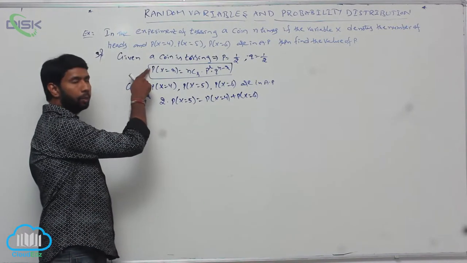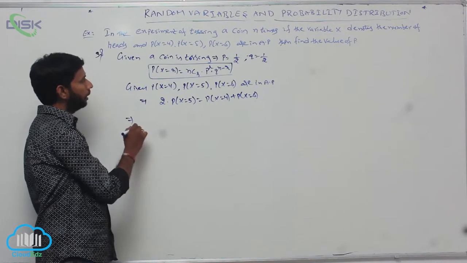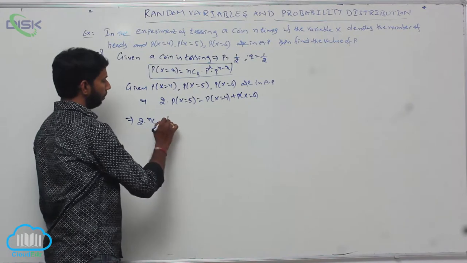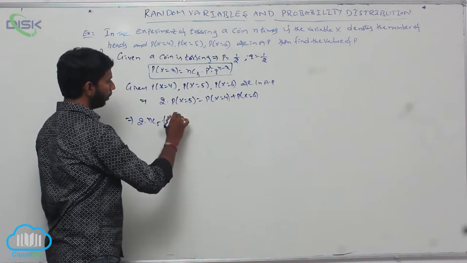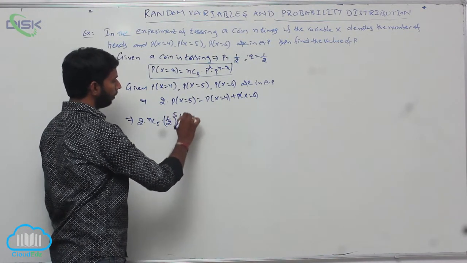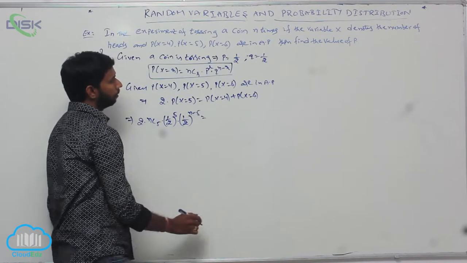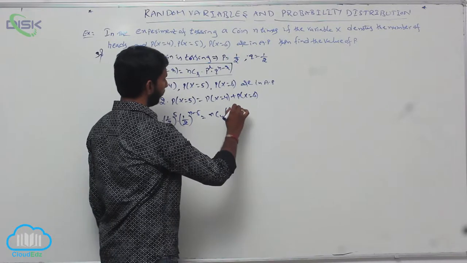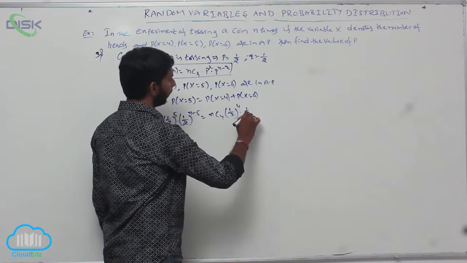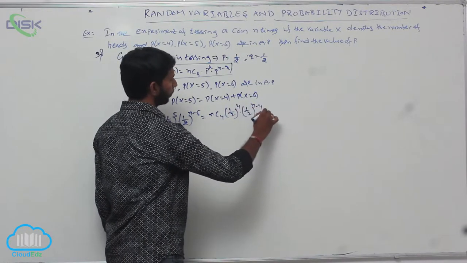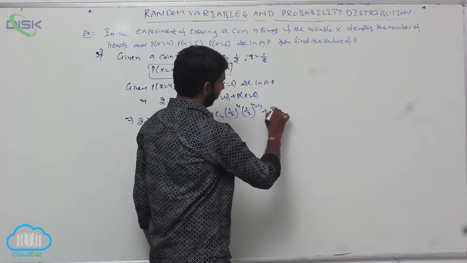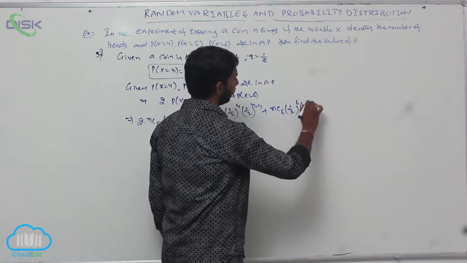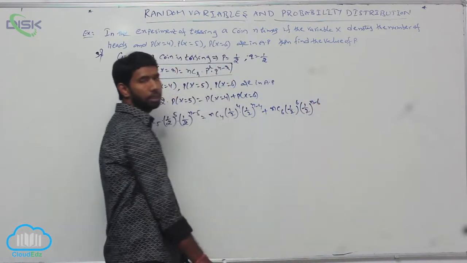Apply the binomial distribution formula. Here 2 times nC5 into, here p is 1 by 2, (1 by 2) whole power 5 into (1 by 2) whole power n minus 5 is equal to nC4 into (1 by 2) whole power 4 into (1 by 2) whole power n minus 4 plus nC6 into (1 by 2) whole power 6 into (1 by 2) whole power n minus 6.